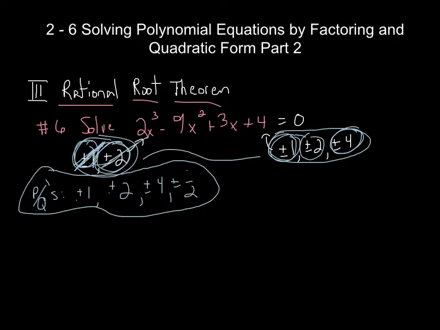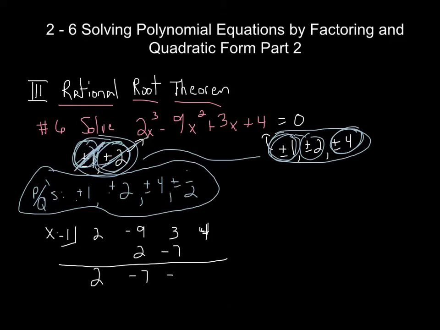Start with the first one, positive 1, and put it in the hoopty. Your coefficients are 2, negative 9, 3, and 4. And you just depress this polynomial and see if you can show that 1 is a root. So drop your 2. 1 times 2 is 2. Negative 9 and 2 make negative 7. 1 times negative 7 is negative 7. 3 and negative 7 is negative 4. 1 times negative 4 is negative 4. And that's 0. Ding, ding, ding. Check it out. You are good guessers. x equals 1 is a root.